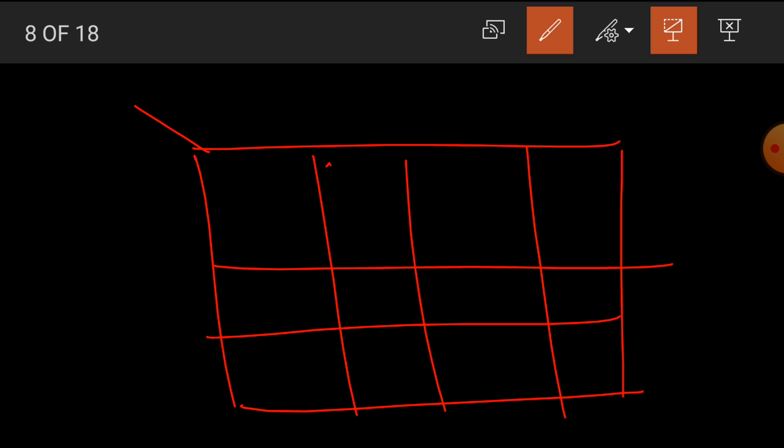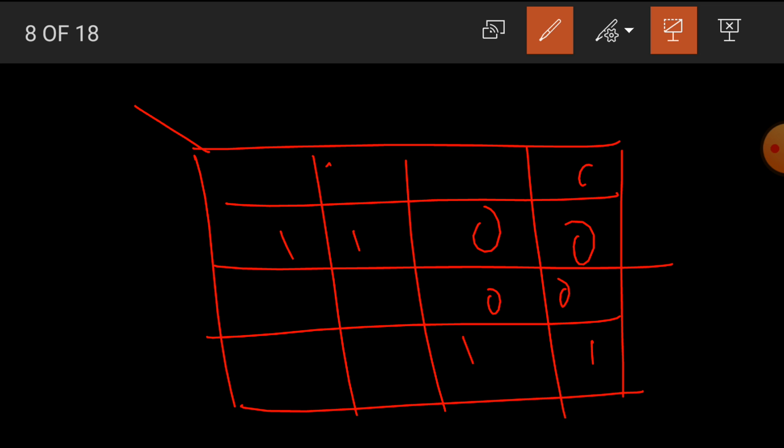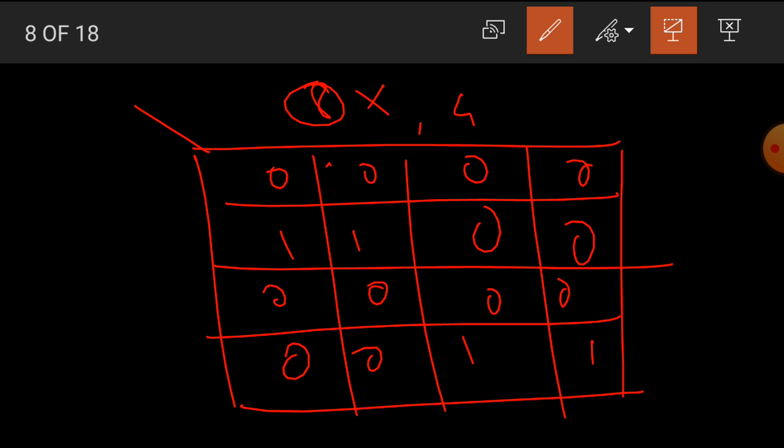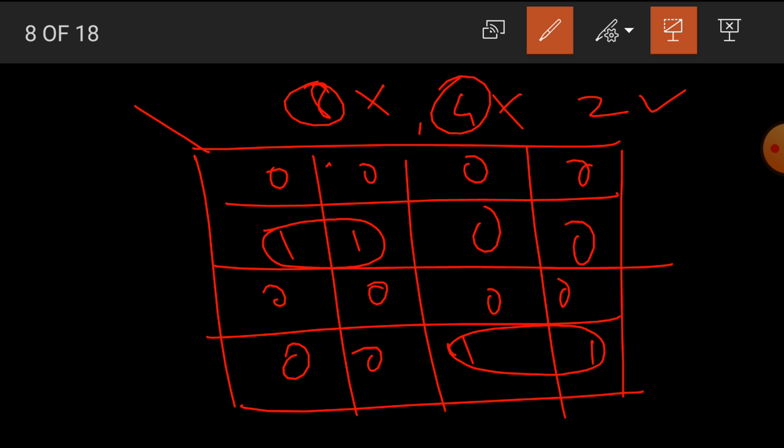This is the 4 variable Kmap. In this Kmap, for the ones there is no octet, that means no 8 adjacent ones, there is no quad, that means no 4 adjacent ones, then we have to find the pairs. Pair means the 2 adjacent ones. Here these ones are adjacent pairs. These ones are adjacent to each other. Hence in this Kmap we get the 2 pairs, 1 and 2.